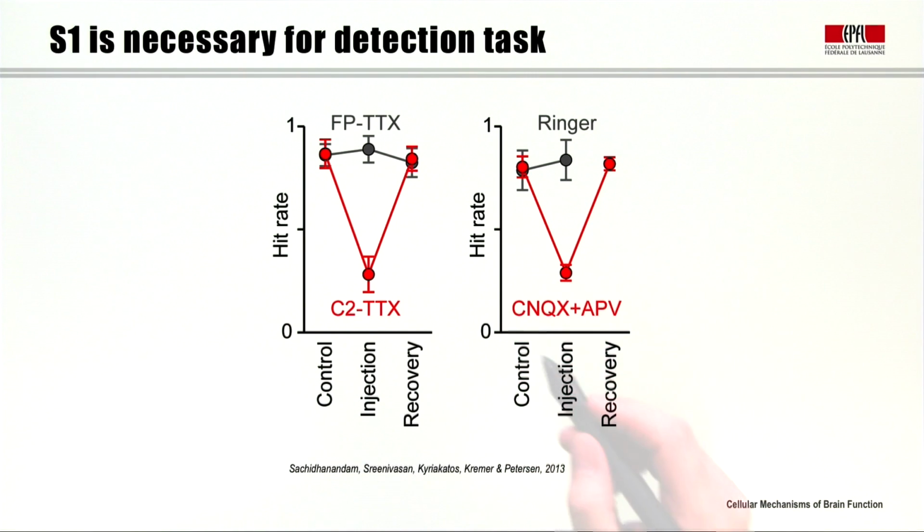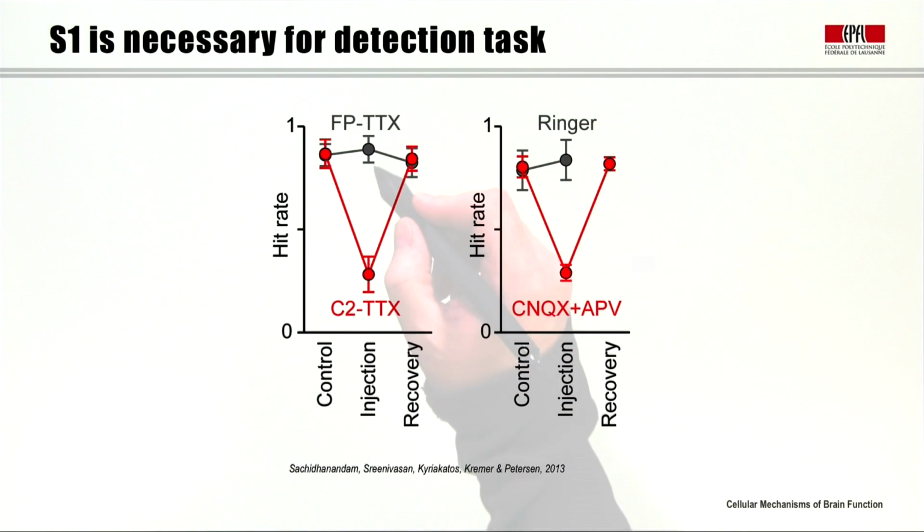We can inject other agents like CNQX and APV to block AMPA and NMDA receptors, and we see a similar deficit in performance. And so apparently glutamatergic synaptic transmission is also essential to carry out this behavior. As control experiments, we can inject the Ringer solution that dissolves these agents, and that has no impact.